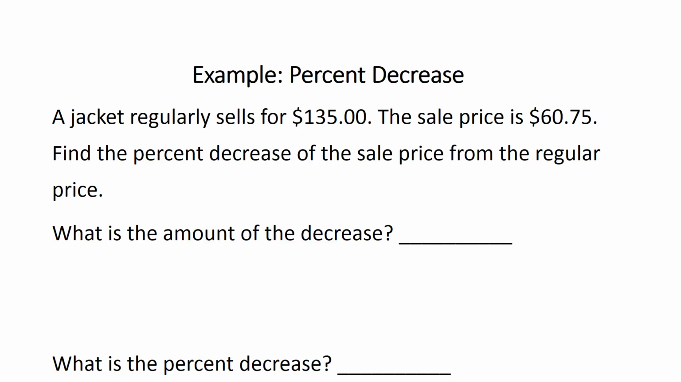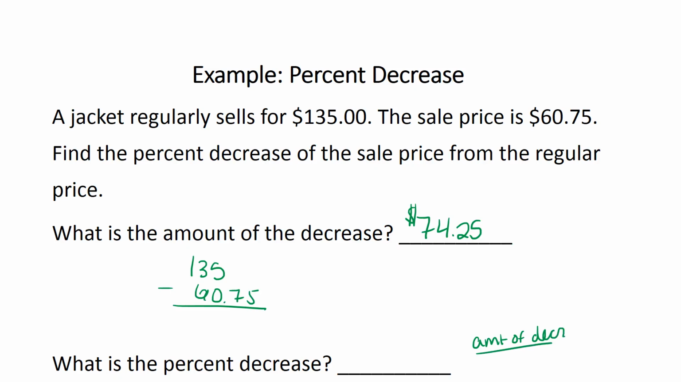You have to first figure out what the amount of the decrease is. It went from $135 to $60.75. So we need to find the difference in those two amounts, the dollar amounts. 135 minus 60.75, that should give you 74.25 is the amount of the decrease. And so the percent decrease, remember, is the amount of the decrease over the original amount.